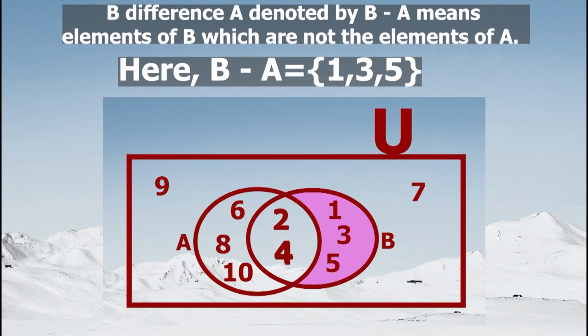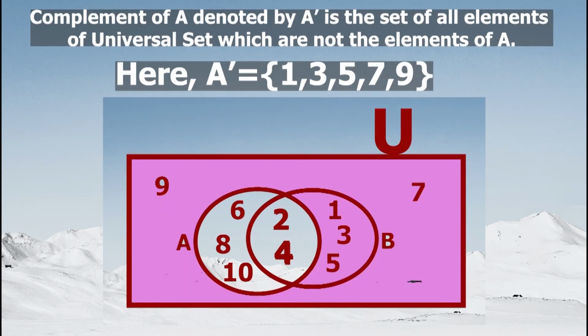Let's go to the complement of set. First, complement of A. Complement of A is denoted by A dash or A bar, is the set of all elements of the universal set which are not the elements of A. So if we remove all the elements of A from the universal set, the remaining elements will form the set of A complement. Here the shaded region represents the set A complement and the elements are 1, 3, 5, 7 and 9, all of which lie outside the circular region of A in the Venn diagram.